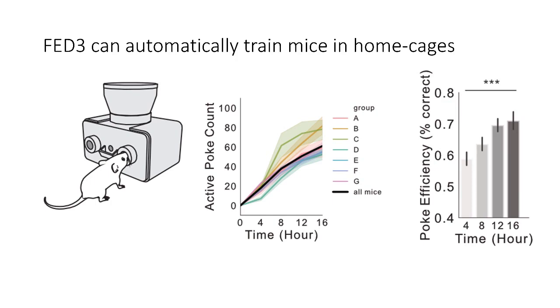This is a graph showing 7 groups of mice representing about 150 animals, all learning to use FED3 for a simple nose poking task. And this graph starts at time 0, meaning that these mice are completely naive to FED3 at this point. We're looking at their first night of experience with it. And over 16 hours, the number of active pokes goes steadily up. In addition, their poke efficiency, the number of correct pokes that they're poking on the side that gives them the pellet, also grows, evidence that they are learning how to obtain pellets from FED3.